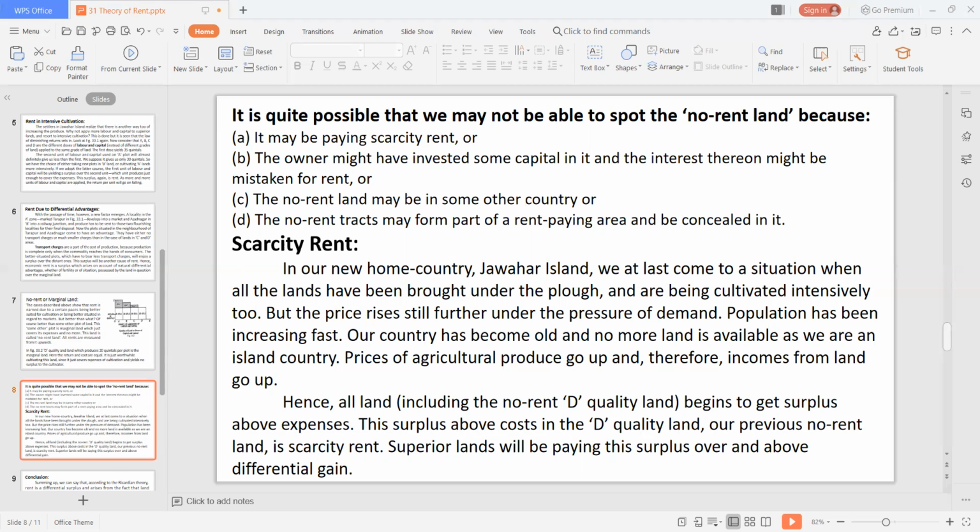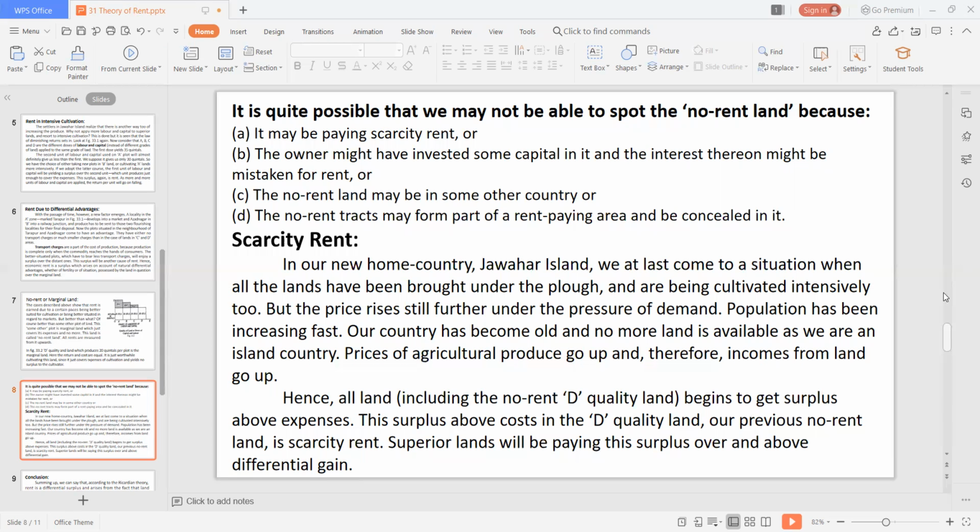Hence all land, including no-rent land D, also begins to get a surplus above expenses. This surplus above the cost of D quality land, our previous no-rent land, is a scarcity rent. The superior land will pay this surplus over and above the differential gain. What is the differential gain? It will be the actual amount of rent. We may call it a surplus. So this particular theory has been concluded in such a way.